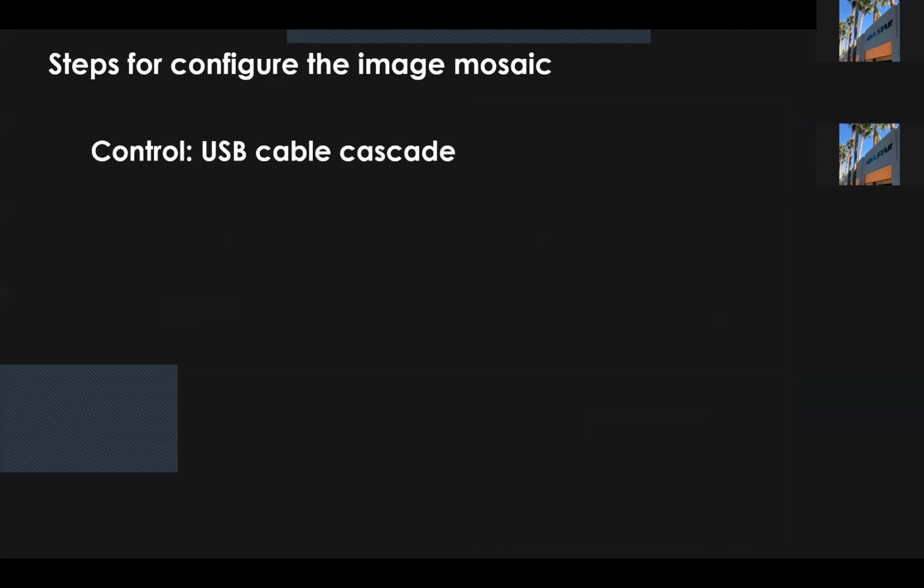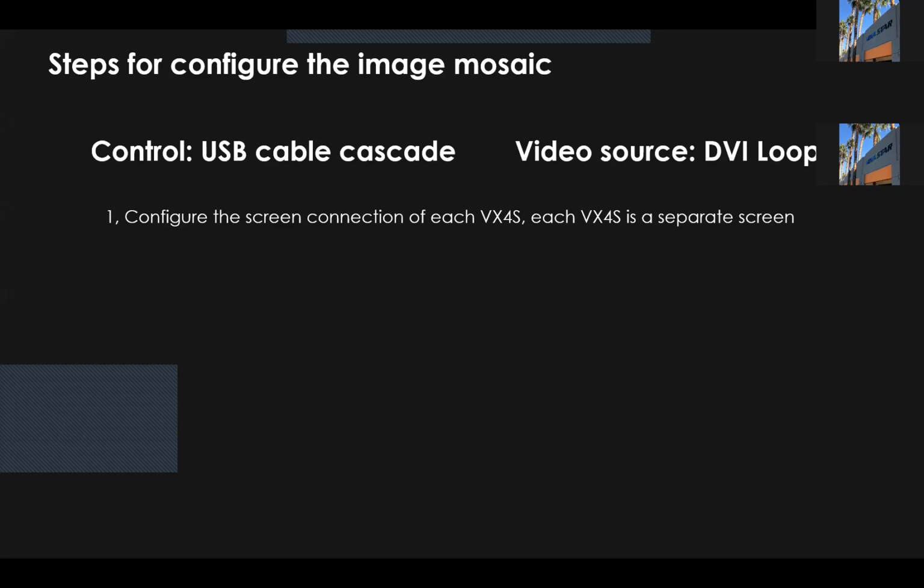So the first thing, control. We use USB to control the VX4S, and also we use a USB cable for cascading other devices. And the second, the video source, DVI and DVI loop. That's the reason why we choose DVI, because for VX4S, you only got a DVI and the DVI loop. All right, configure the screen connection of each VX4S, and each VX4S is a separate screen.